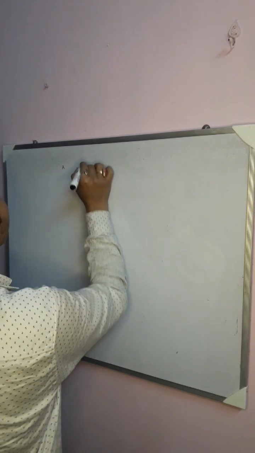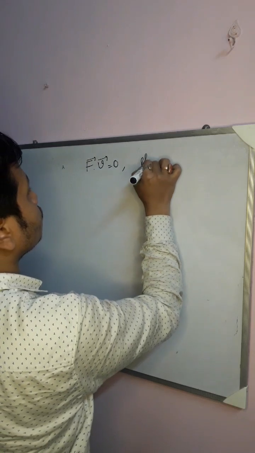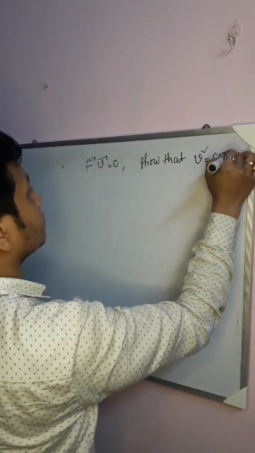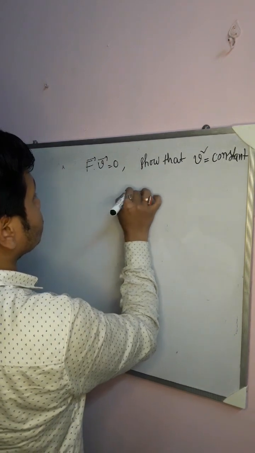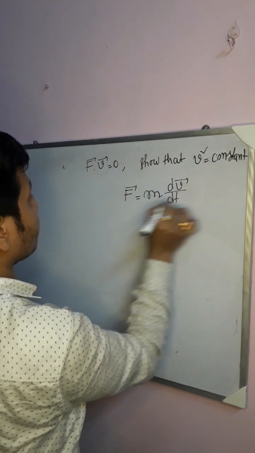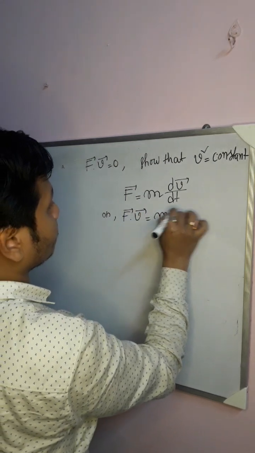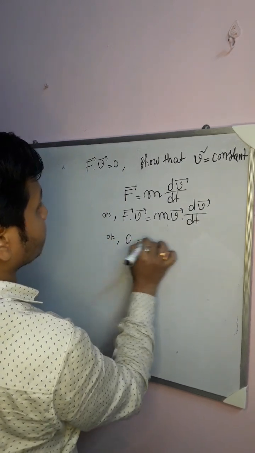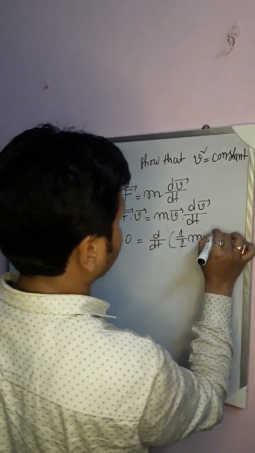Given that F dot v is 0, we have to show that v square is constant, or you can say v is constant. How? By Newton's law, we can write F equals m dv/dt. Taking the dot product by v, F dot v equals m v dot dv/dt. This is given as 0, and this can be written as d/dt of half m v square.